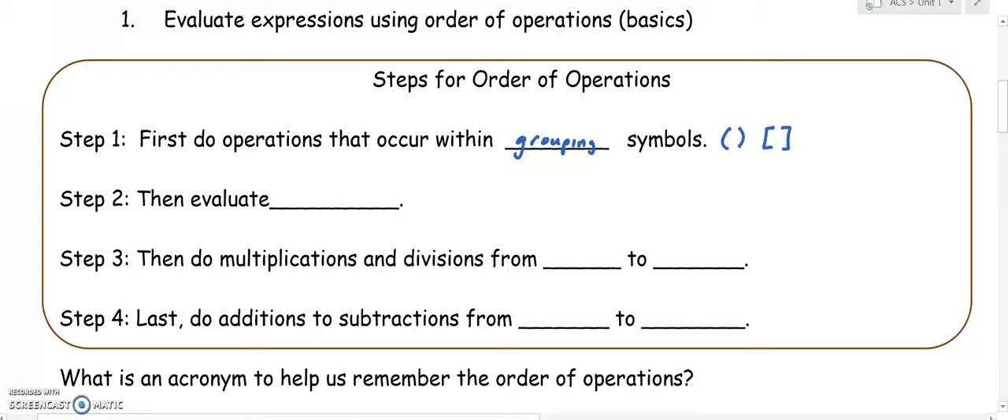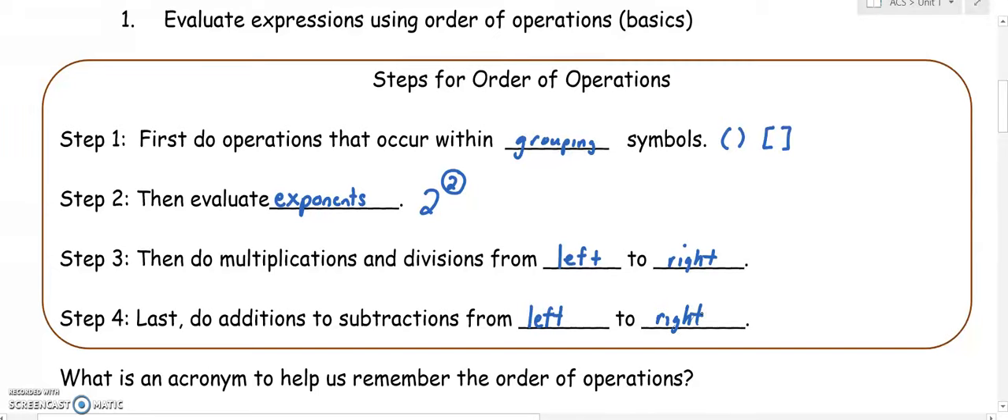Then you want to evaluate your exponents. So if you see something like 2 squared, this 2 up here is an exponent. Then we're going to do multiplications and divisions from left to right. So it doesn't matter which one shows up first. We're doing it left to right like we were reading a sentence. Then the last thing we do are our additions or subtractions that appear from left to right.